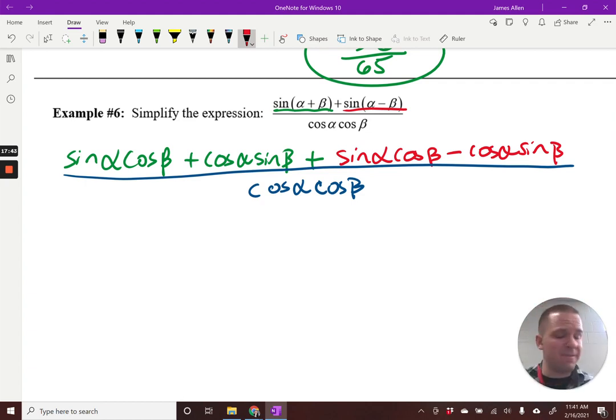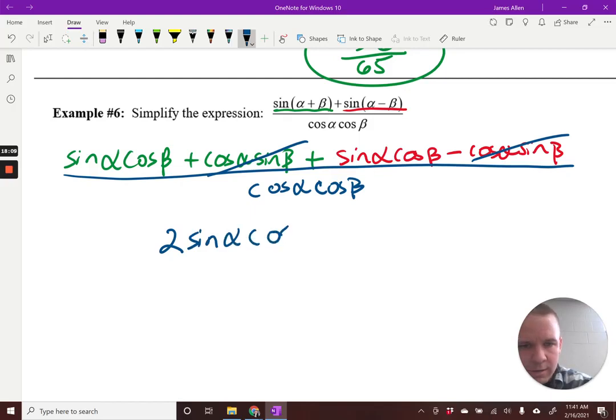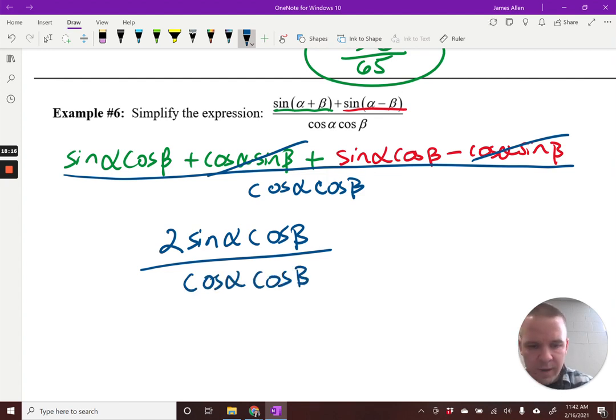Okay. Lovely. So let's see here. We had the hunch. We're like, hey, maybe we'll get some cancellations. Who knows? Well, it looks like we have a cosine of alpha sine of beta and a negative cosine of alpha sine of beta. Let me switch back to blue here. Okay, we'll use that as our default. So now it looks like I've got two of those. So we'd have 2 sine of alpha cosine of beta over cosine of alpha cosine of beta.